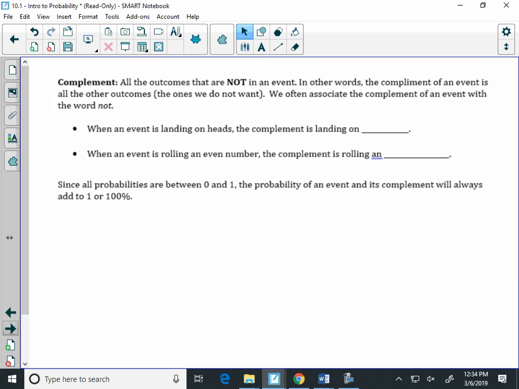Another vocab word is complement, which is all the outcomes that are not in an event or not in a set. Okay? In other words, a complement of an event is all the other outcomes, the ones we don't want.